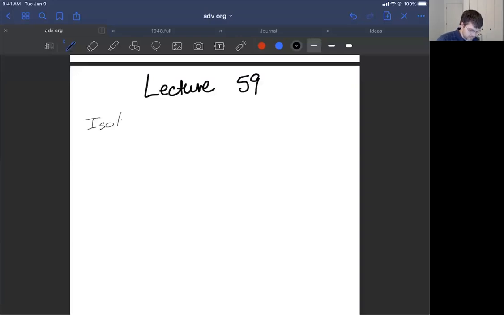Isoleucine is a really interesting amino acid because it has a second stereocenter in this methyl group at the beta position. And so introducing that methyl group is very interesting. I think it's a great reaction. So let's get into it.